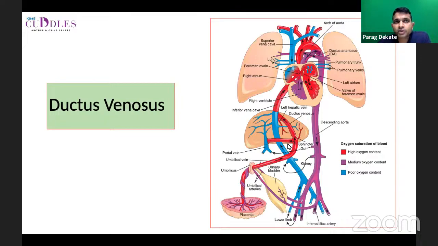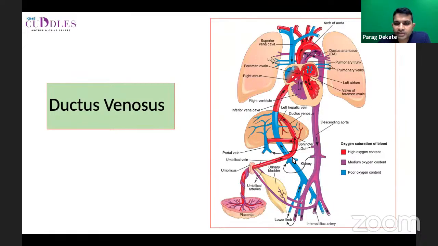Ultimately, this blood vessel changes into the ligamentum teres. And you can see the amount of oxygenation depending upon the color. The red one is highly oxygenated blood. Medium purple is basically medium content, around 55.